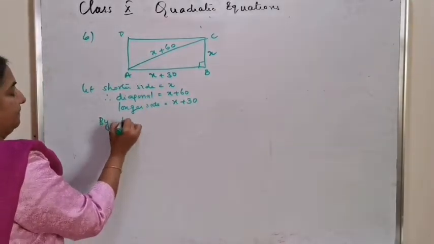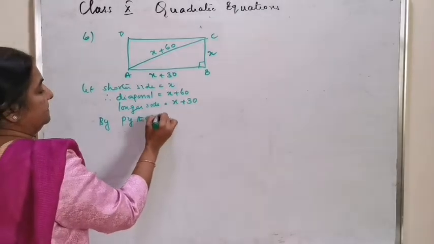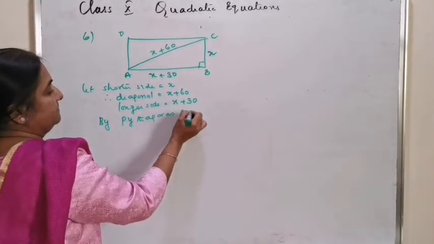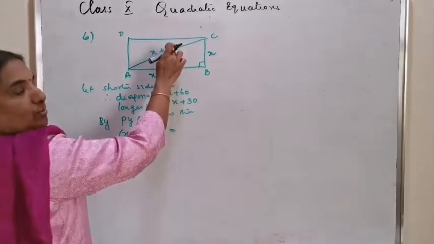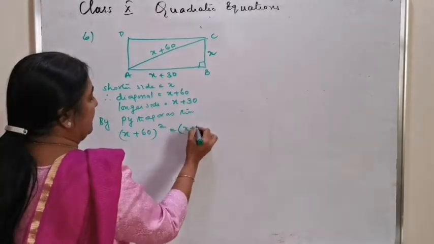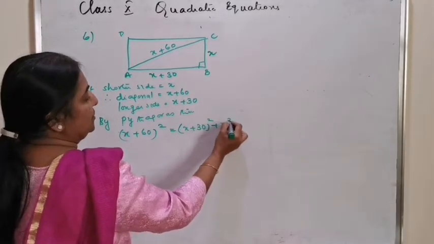So by Pythagoras theorem, you will expand as (x plus 60) the whole square, hypotenuse square, is equal to base square plus altitude square.